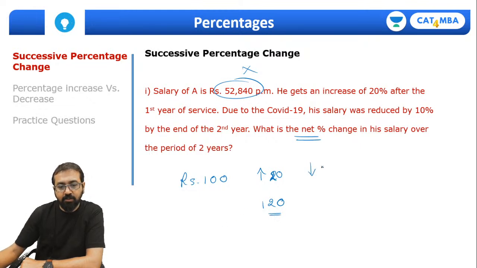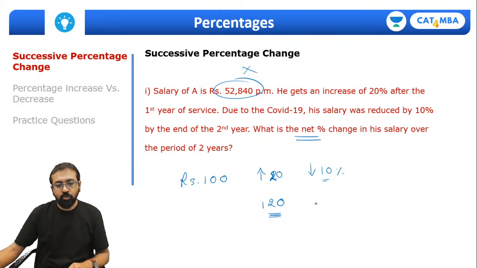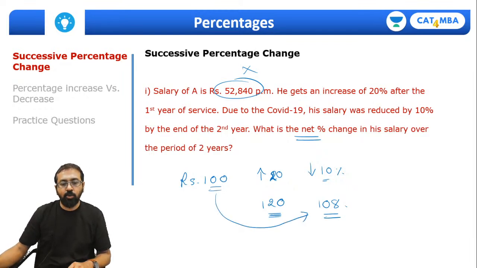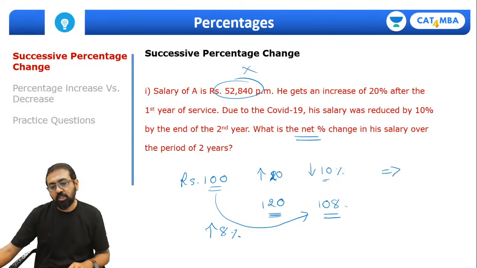Then his salary got reduced by 10%. Now you need to reduce this 120 by 10%. So what is 10% of 120? 12. Subtracted. So what will you get? 108. So his final salary will come out to be 108. Initially it was 100 and it has become 108. Can I say it has increased by 8%? So the net percentage change is 8% increase.